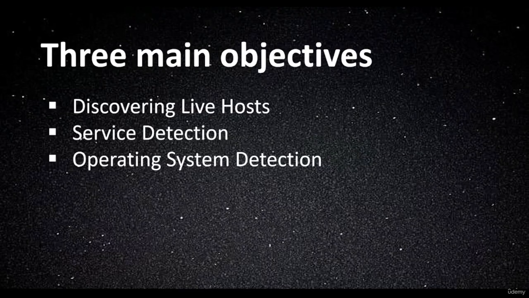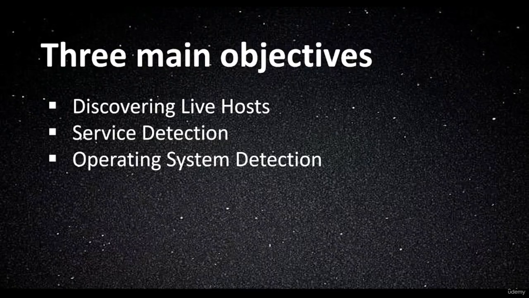There are three main objectives of network scanning. First is discovering live hosts, so we'll identify which devices are active and connected to the network. Then service detection will determine the services and applications running on the discovered hosts. And then operating system detection, so we'll identify the operating systems of the hosts. Nmap is widely used for these purposes due to its efficiency and the wealth of information it can provide.